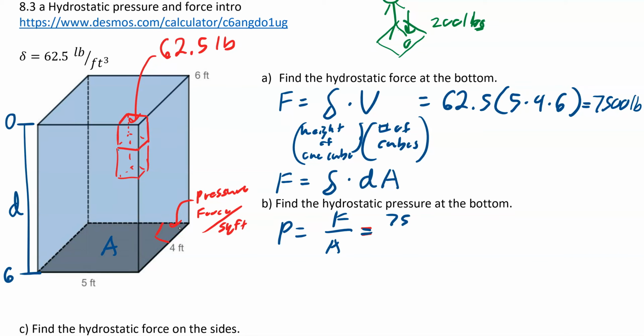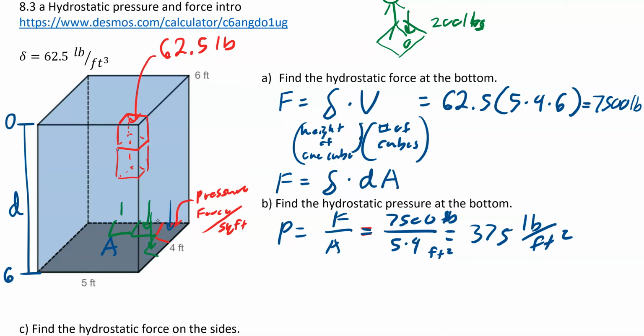So if we take our force of 7,500, we divide it by the area, which is 5 times 4, we get 375. And now these are units. So this is pounds up here, and this would be feet squared because it's feet times feet. So we end up with pounds per square foot. So what that means is there's that pressure here, right? And the way you can look at it is if you take all those pressures and you add them up, then you would get the force. So that's how they're related.